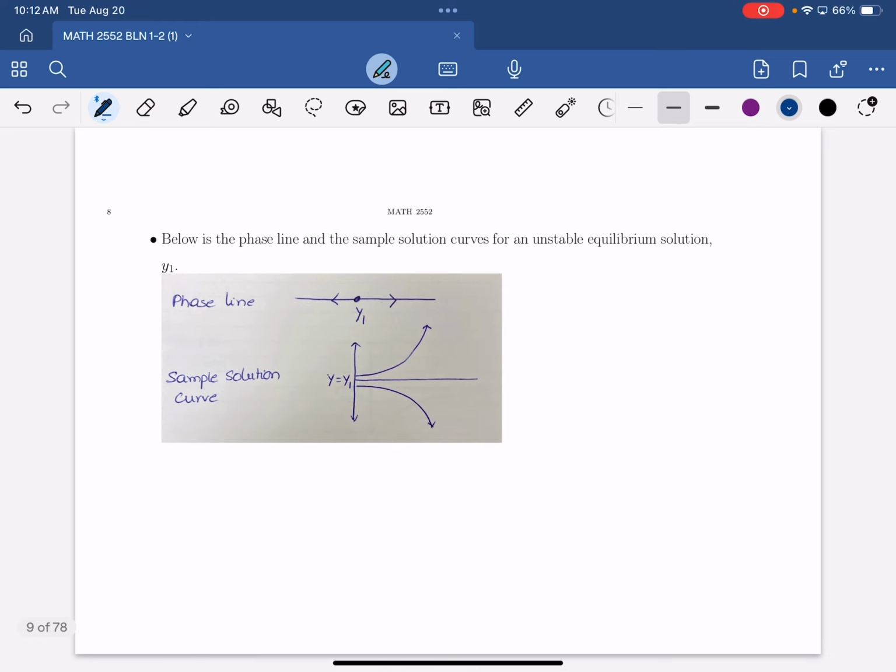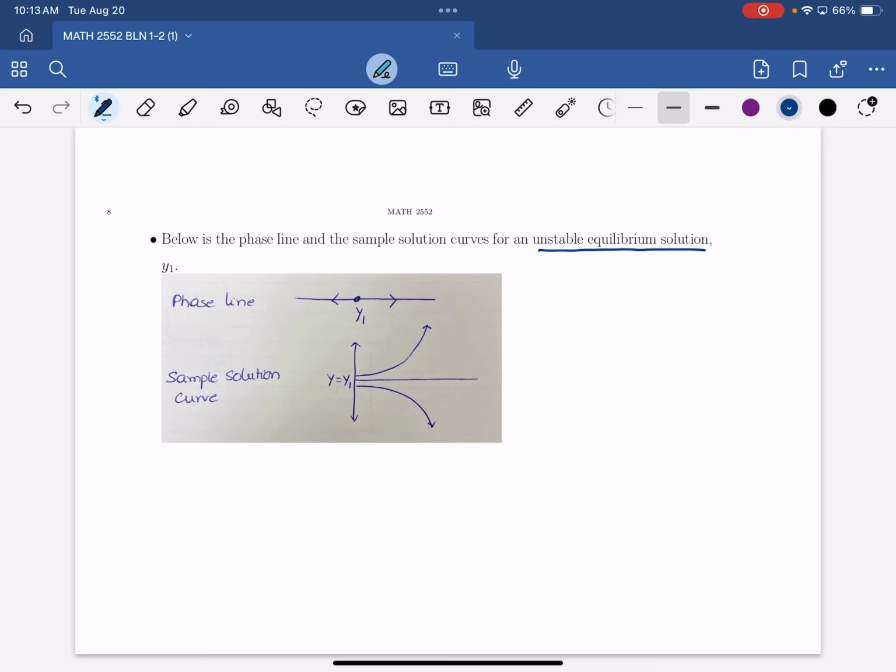Scenario number two. I have an autonomous differential equation, I find a critical point, y equals y1. Then for all the values of y bigger than y1, my solution is going to move away or diverge from my critical point. For all the values of y less than y1, my solution is also going to diverge and move away from my critical point. So the solution curves are going to go to infinity for y greater than y1 and to negative infinity for y less than y1. Such a critical point is called an unstable equilibrium solution or unstable critical point. Is that clear? That's scenario number two.